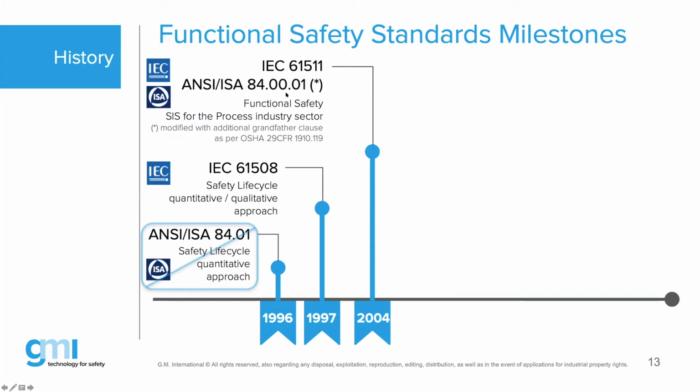So in a nutshell, the 61511 edition 1 was a one-to-one copy that the US was using, but in the US, they enhanced it through one of the committees called the S84 committee, which defined a grandfather clause. I will come back to this, because in edition 2 of the 61511, we have something very similar applicable in the industry. But as you see here on the left bottom corner, when the ISA 84 adopted edition 1 of the 61511, the old ISA 84.01 became obsolete.